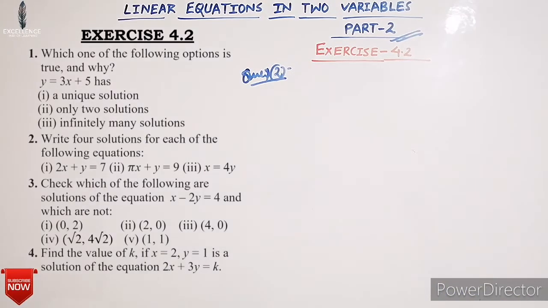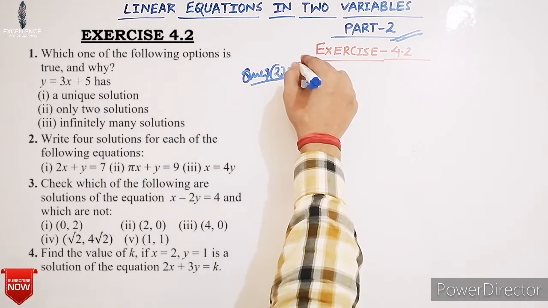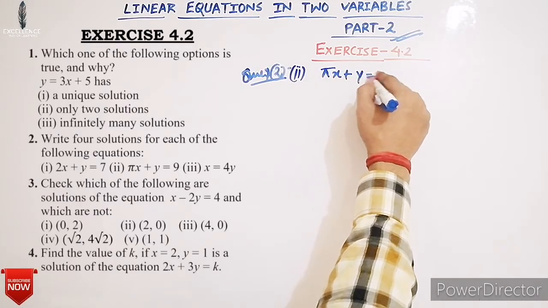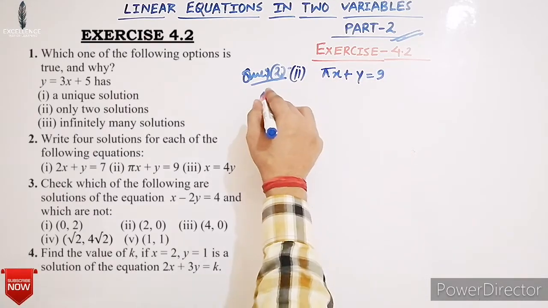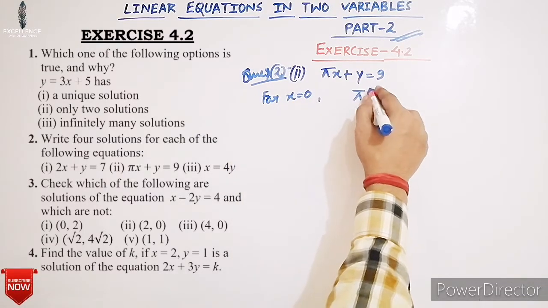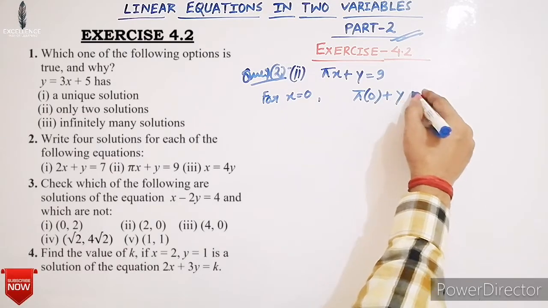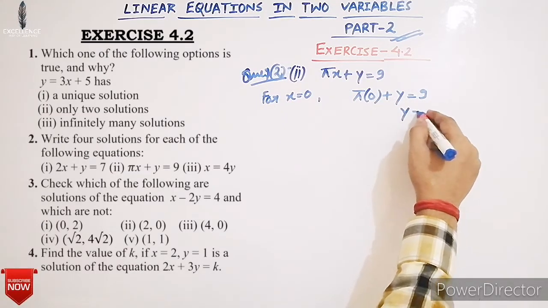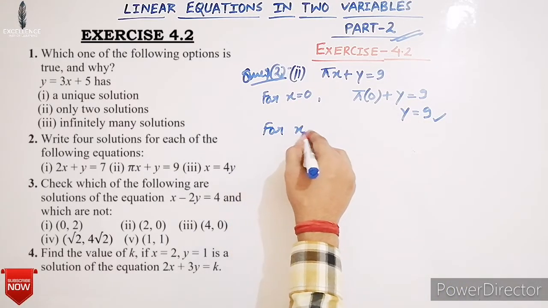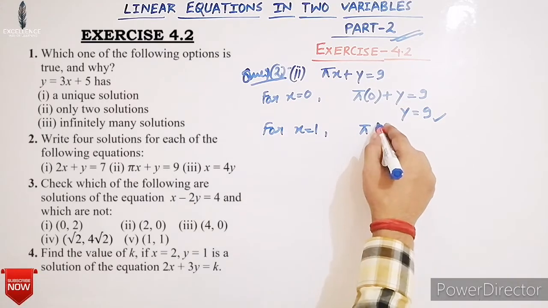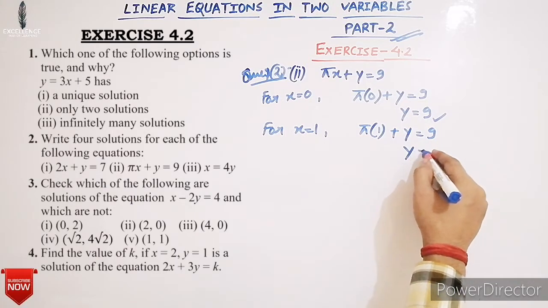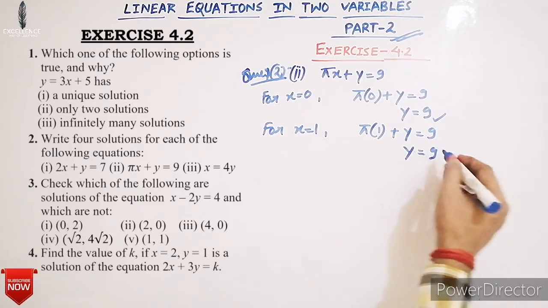Okay students. Now next, here given equation is pi x plus y is equals to 9. So here for x is equals to 0, we have pi into 0 plus y is equals to 9. So we get y is equals to 9. Now for x is equals to 1, we have pi into 1 plus y is equals to 9. So y is equals to 9 minus pi.